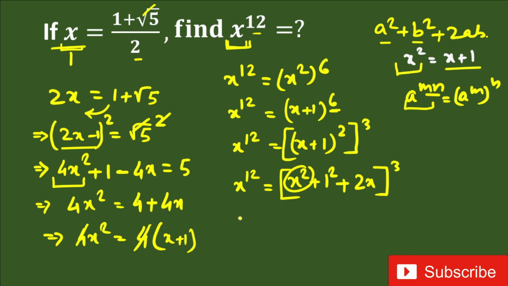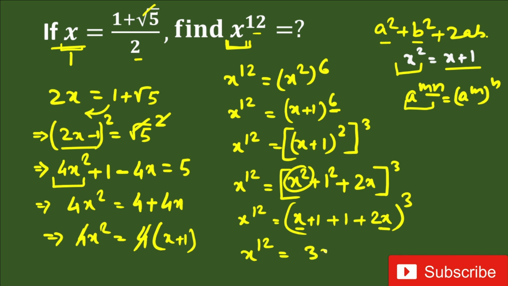So now x raised to the power 12 is, where the value of x square is x plus 1, (x plus 1 plus 1 plus 2x) to the power 3, since 1 square is 1. Now we'll simplify it. So x raised to the power 12 will be, here x and 2x make 3x.